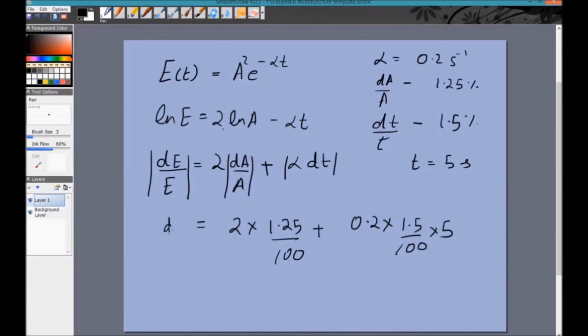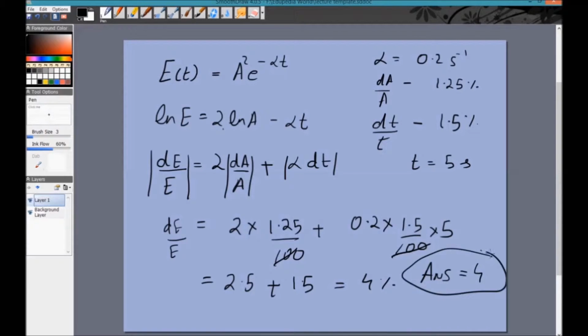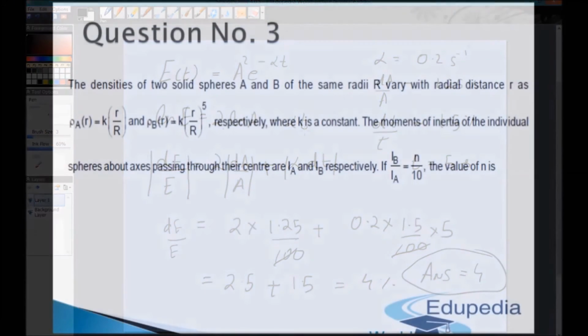Now this is dE by E, but since we need to find a percentage error, we can just multiply by 100 on both sides, and what we'll get is 2 into 1.25, that is 2.5, plus 0.2 into 5 becomes 1, so it's 1.5, that is 4%. So the answer to this question is 4. Let's look at the next question.